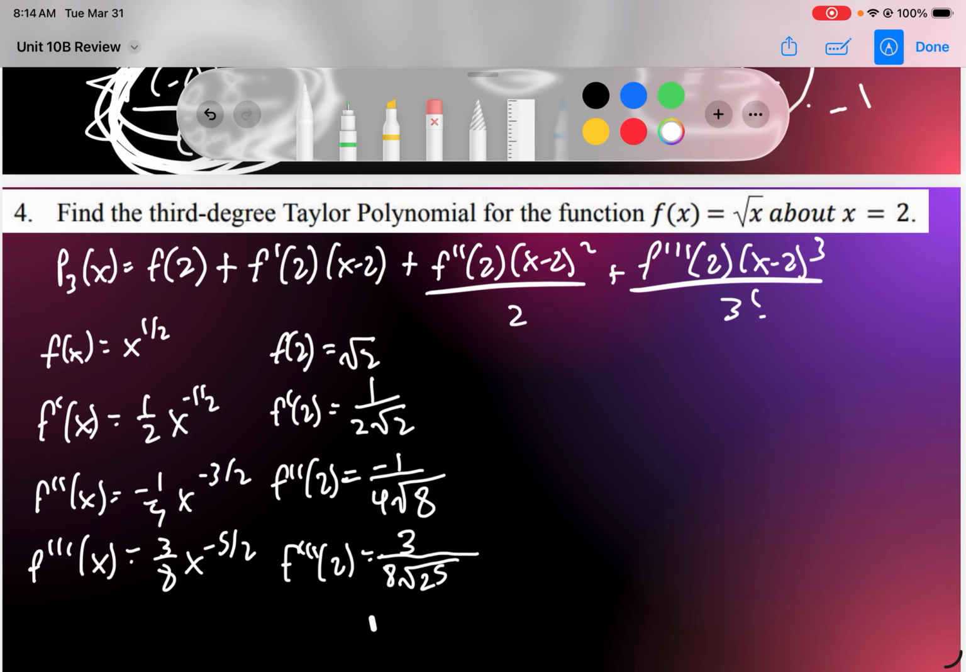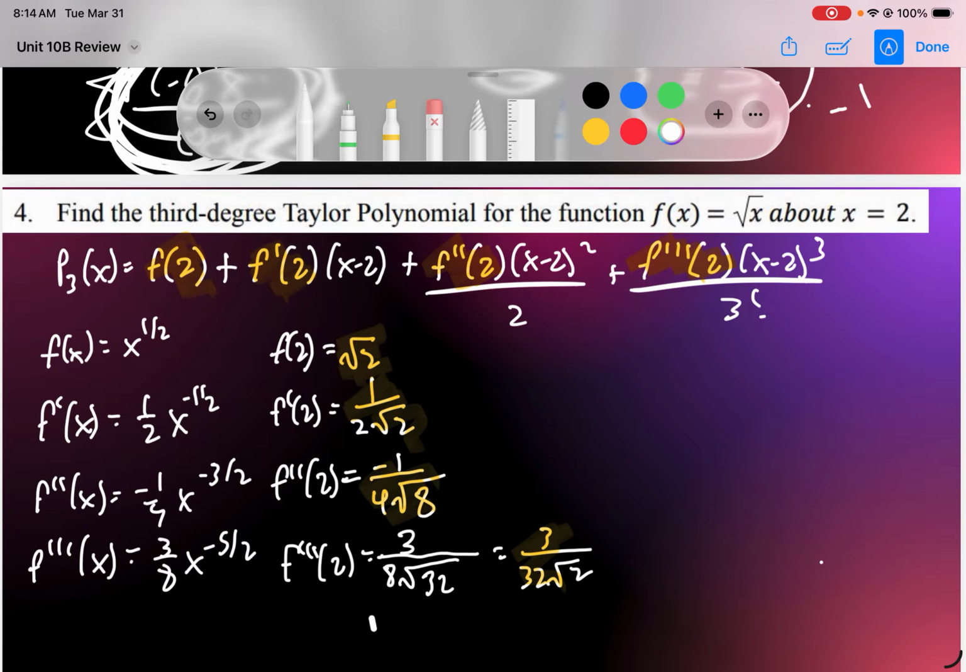I could rewrite 2 to the 5th as what? What's 2 to the 5th? 2 times 2 is 4, 8, 16, 32. And I can just rewrite that if I wanted to. It doesn't really matter. It would be 16. So 4 times 8 is 32 with the 2 left over. All right, so all of these numbers are going to be plugged in to my general Taylor polynomial.